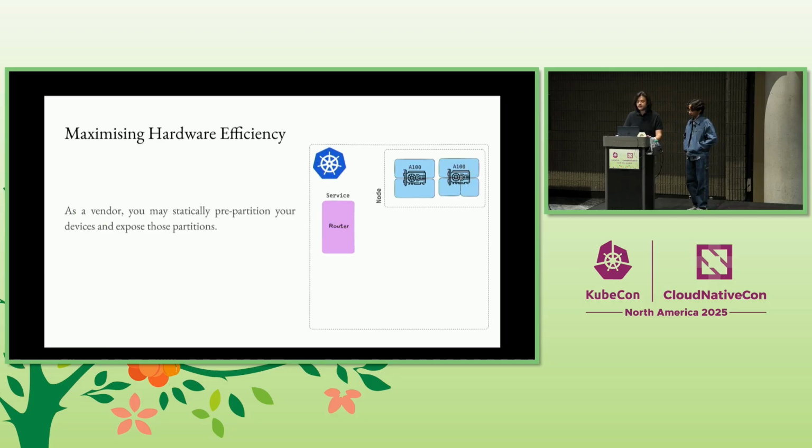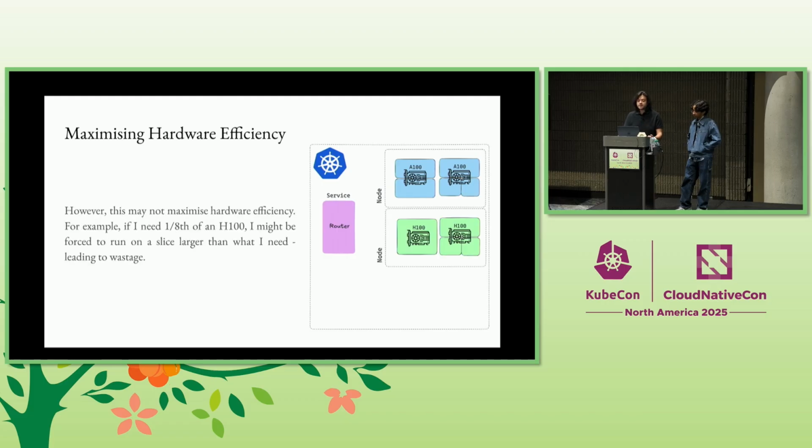However, as a vendor, you may need to statically pre-partition your devices. So you may have to say that my one GPU, let's say, I partition into 2 halves, or 4 quarters, or 1 quarter and then a subsequent number of 1/8s. You may need to pre-partition your GPUs in order to better serve these workloads and then expose these partitions as individual devices. This may not, however, be very resource efficient, because if I need 1/8 of an H100 GPU, I might be forced to run on a slice that's larger than what I need if the way I've pre-partitioned it does not match my actual workload as of today. So this leads to resource wastage and, of course, wasted cost.